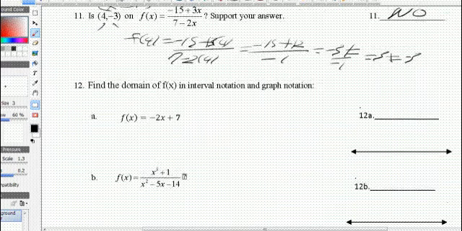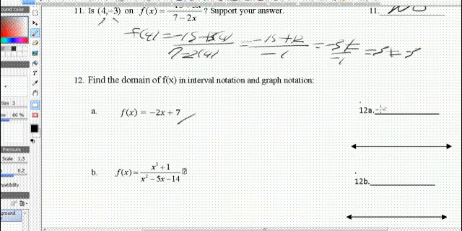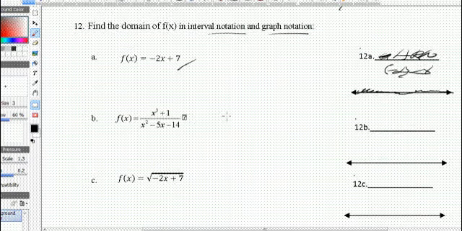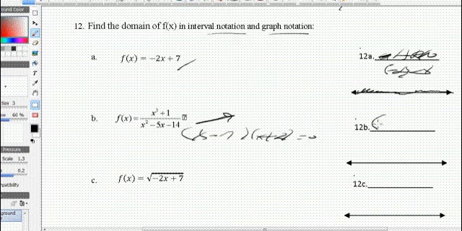Find the domain of the first function: no junk on the bottom, all real numbers. Notice graphic notation, interval notation. Everything shaded. Interval notation, minus infinity to infinity. For the next one, set the junk on the bottom, 7 minus 2, plus 2, equal to 0. So that says x cannot be negative 2.